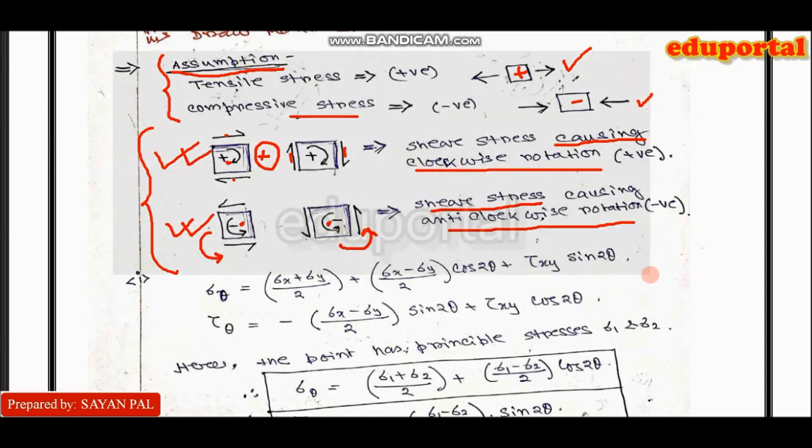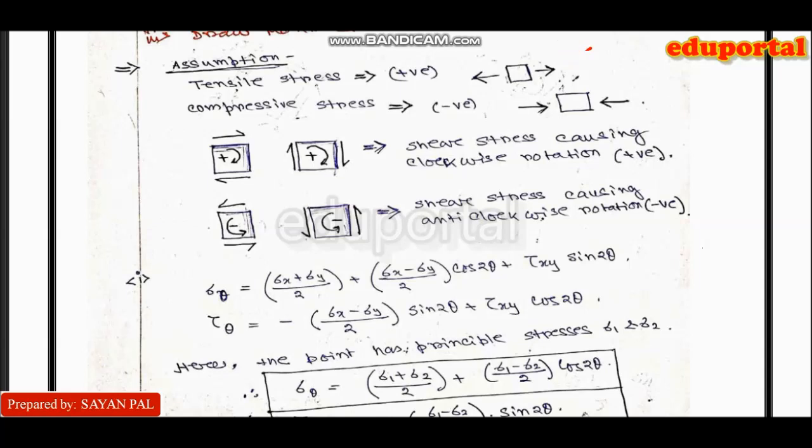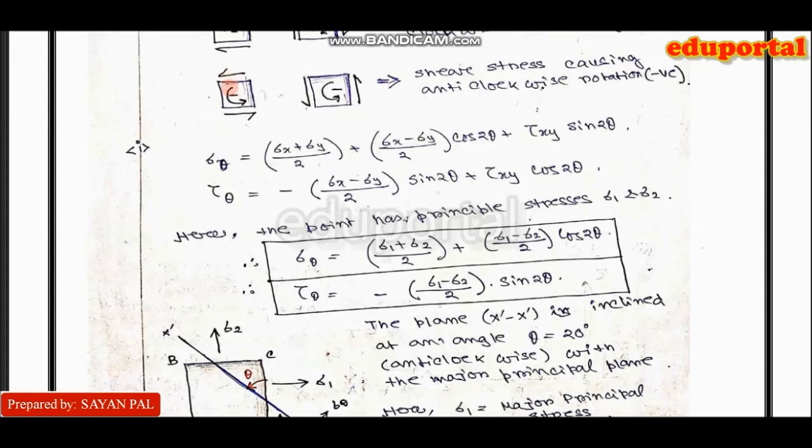Now let's solve this. We will solve first by analytical method. We know the formula for any plane which is at theta with the vertical plane: normal stress is sigma x plus sigma y by 2, plus sigma x minus sigma y by 2 into cos 2 theta, plus tau xy sin 2 theta. For shear stress it is minus sigma x minus sigma y by 2 sin 2 theta plus tau xy cos 2 theta. Now here it is given that sigma x equal to sigma 1, principal stresses are given.